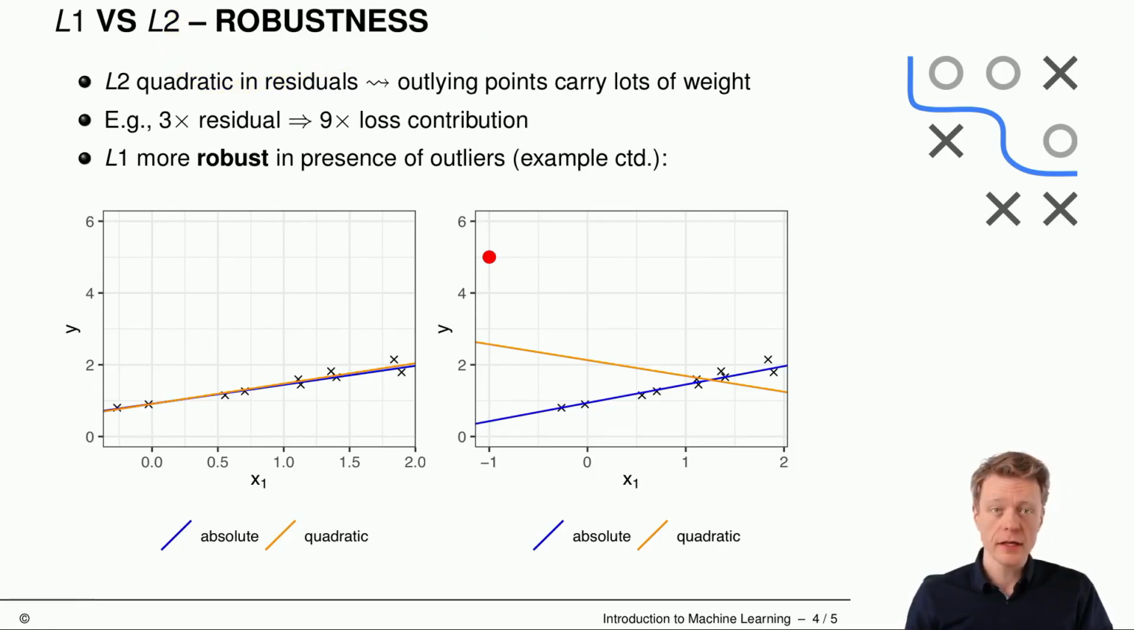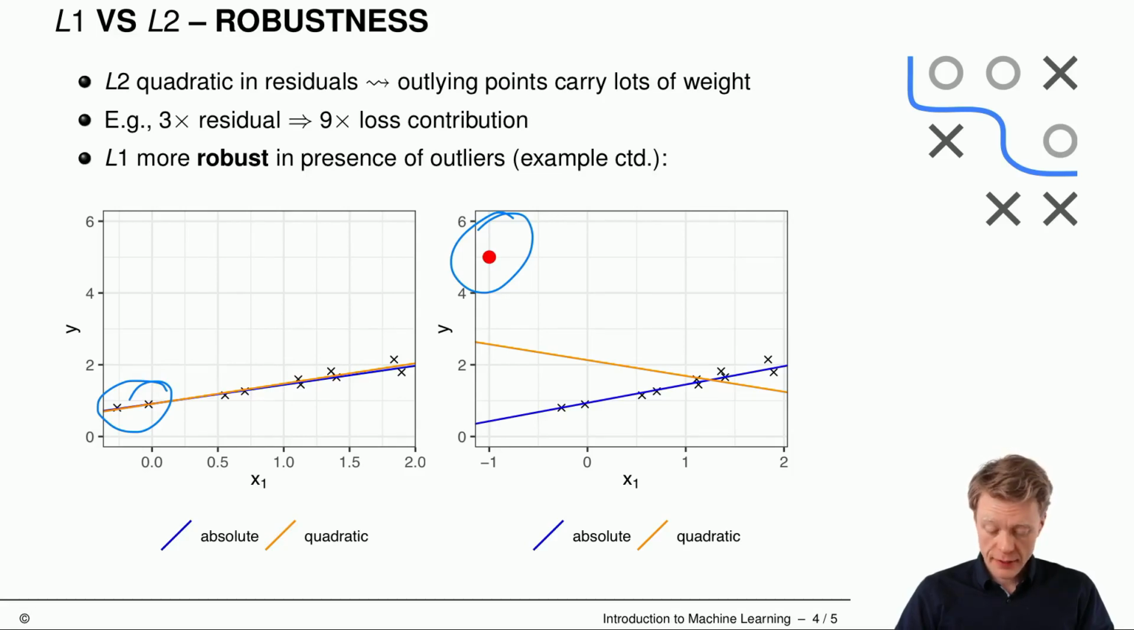On the left-hand side, it's the same data as before. On the right-hand side, we have an outlier here. So we removed the 2 points down there on the left, and we added one outlier, which is very different, and it's not from the same data generating process here.